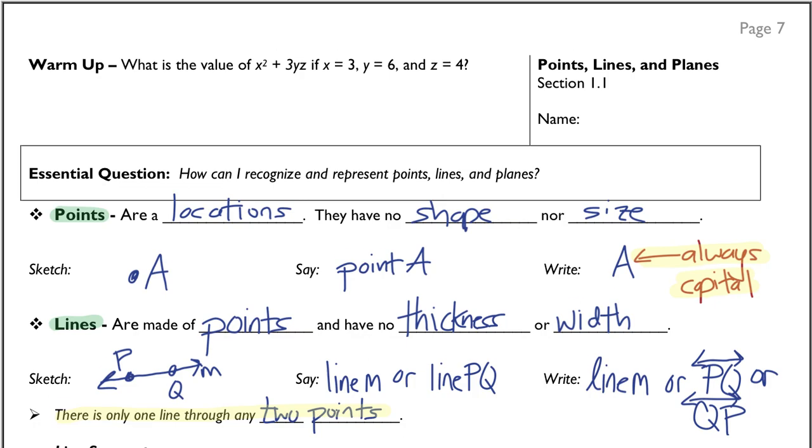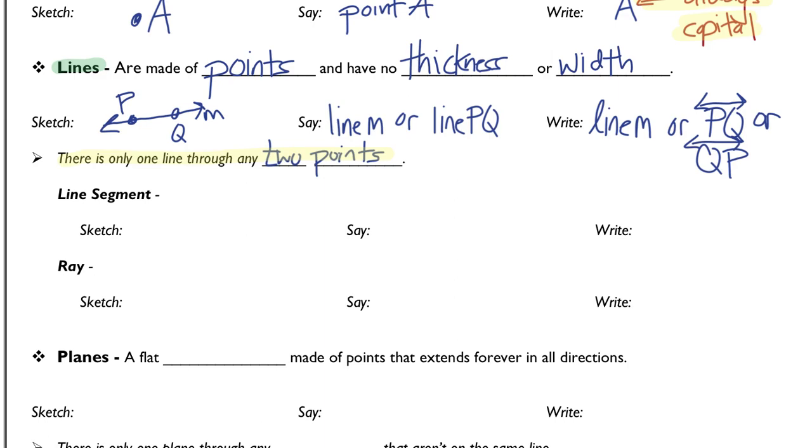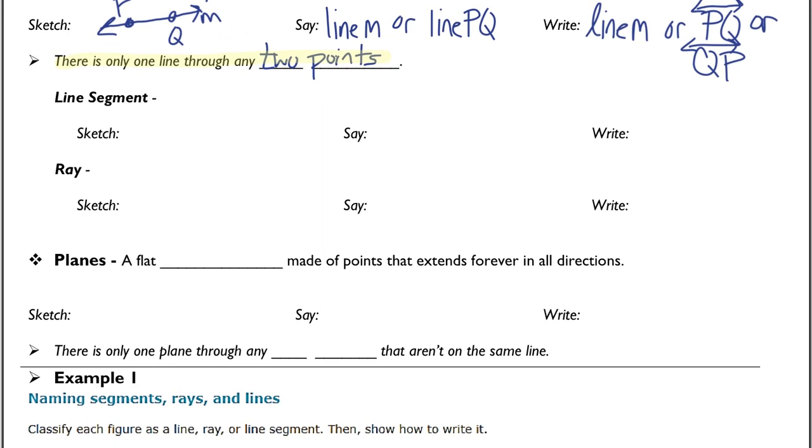So let's go ahead and move all the way up here to talk about line segments, rays, and planes, which those are all new vocabulary for most of us. So we're going to highlight those all in green. And we're going to sketch them and tell you how to say it and how to write it.